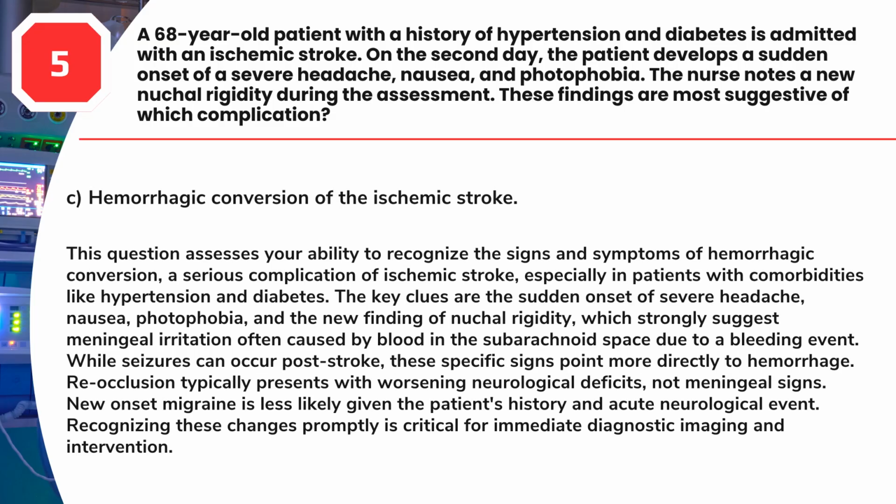Answer, C. Hemorrhagic conversion of the ischemic stroke. This question assesses your ability to recognize the signs and symptoms of hemorrhagic conversion, a serious complication of ischemic stroke, especially in patients with comorbidities like hypertension and diabetes. The key clues are the sudden onset of severe headache, nausea, photophobia, and the new finding of nuchal rigidity, which strongly suggest meningeal irritation often caused by blood in the subarachnoid space due to a bleeding event.